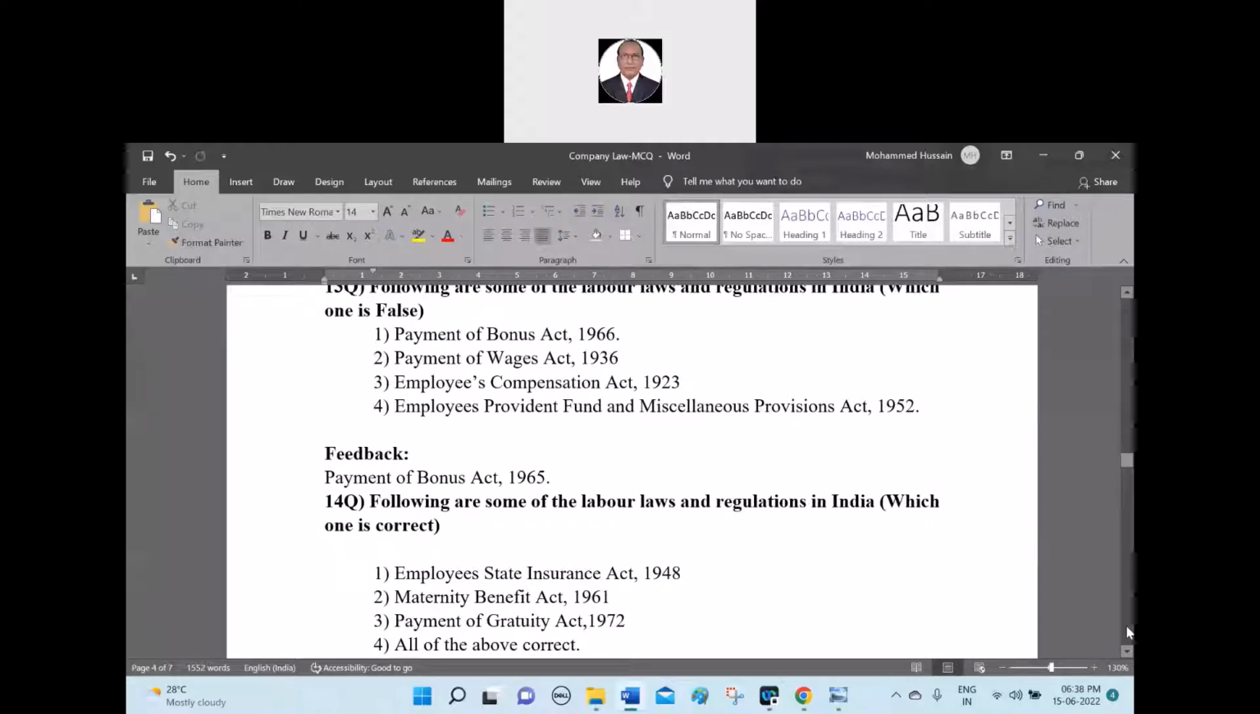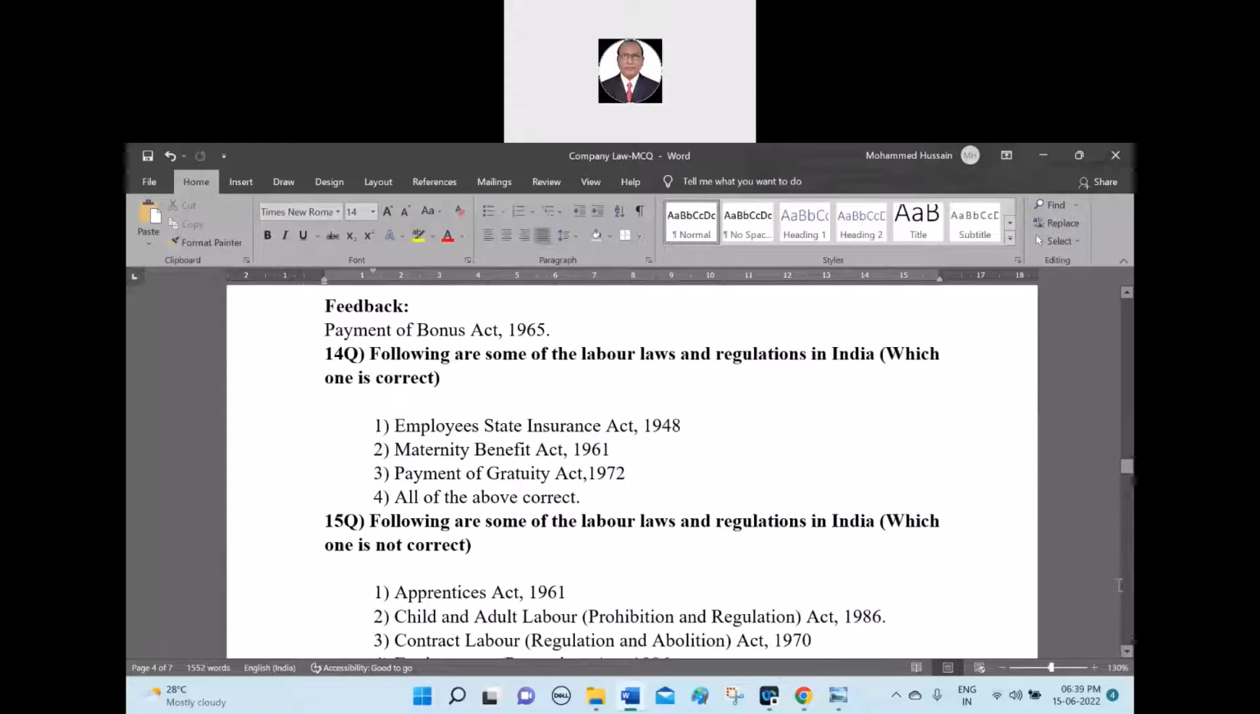14th question. Following are some of the labor laws and regulations, which one is correct? Number one, Employees State Insurance Act 1948. Number two, Maternity Benefit Act of 1961. Number three, Payment of Gratuity Act of 1972. Are all of the above correct? Fourth, sir. All of the above acts are correct.